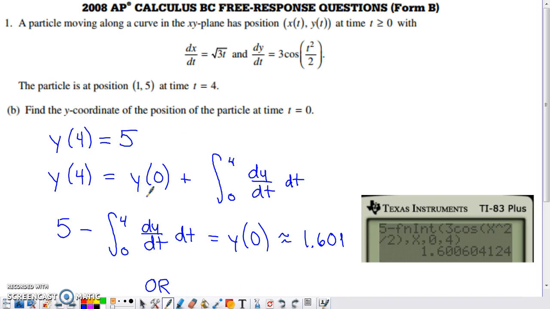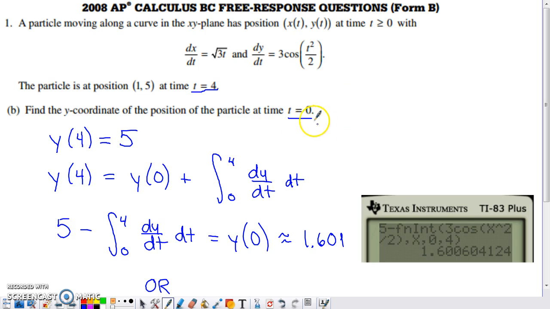As we move ahead to part B, it asks us to find the y-coordinate of the position of the particle at time 0. So this is kind of weird because we want the initial y-coordinate of the object, assuming that time began at 0 here. And what we have access to is the position of the particle at time t equal to 4.